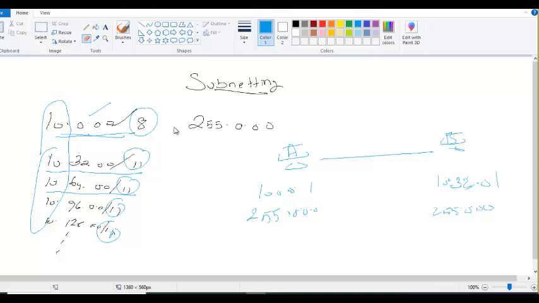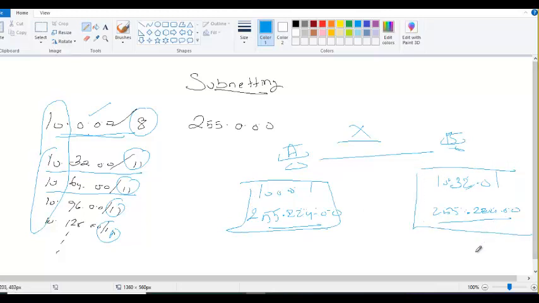But when the mask changes to 11, right now it is 8. When it is 8, they both are in the same network. When I make it 11, 255.224.0.0, this is what 11 is. I'll tell you how it is later. When the mask is like this, these two will not communicate. Why? This is a different network, and this is a different network. You need a router to make them communicate. Without the router's help, these two cannot talk. Even though they all start with 10, because it is subnetted, they are two different networks.